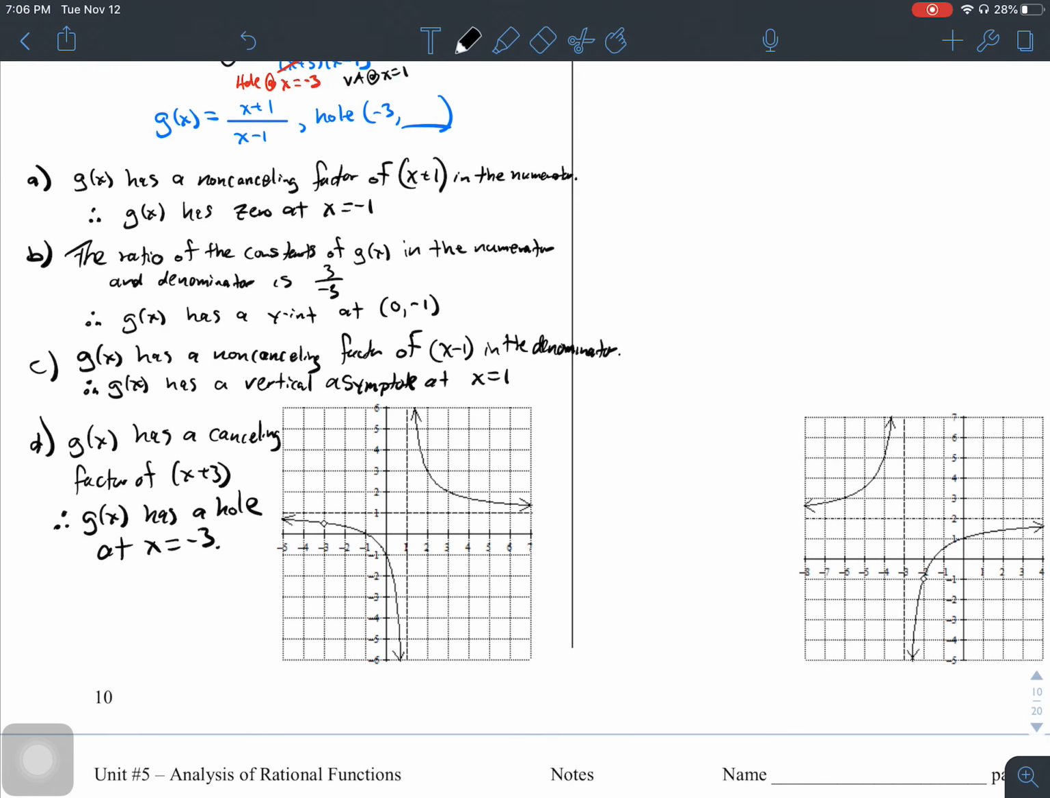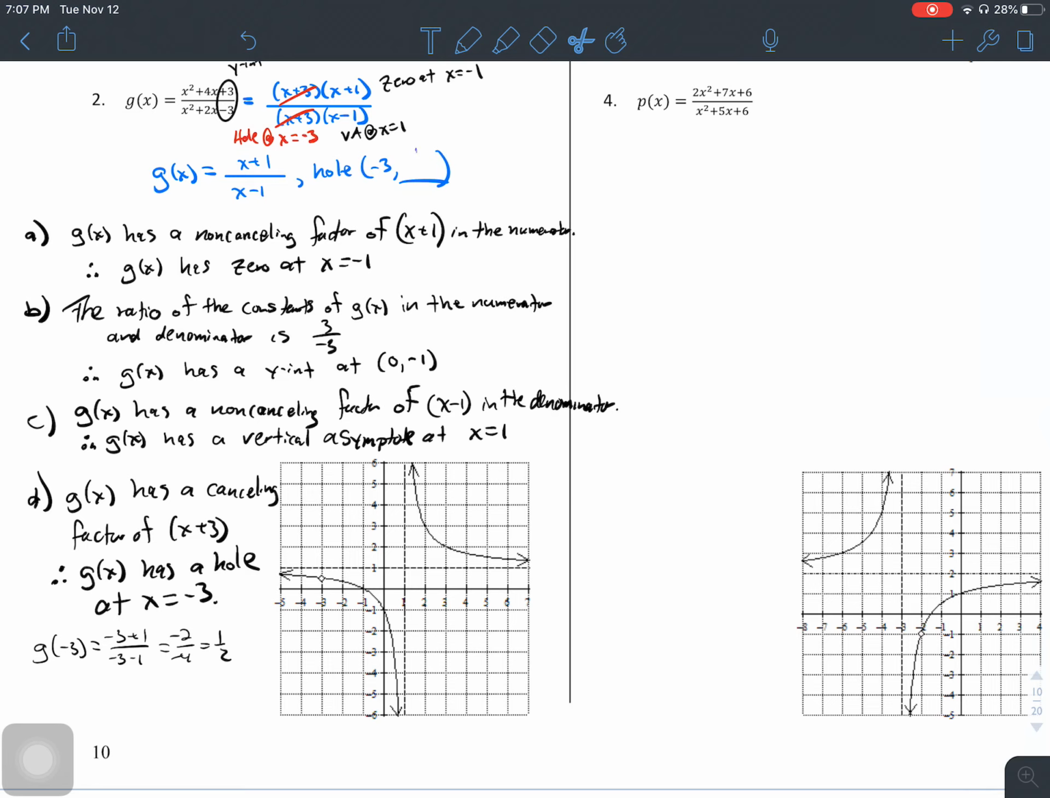So I take g of -3, which is negative 3 plus 1 over negative 3 minus 1, and I get negative 2 over negative 4, which is 1/2. Once I know that's 1/2, I can put that up here in this blank spot that I had up earlier.